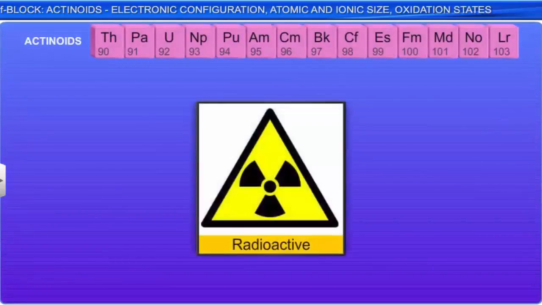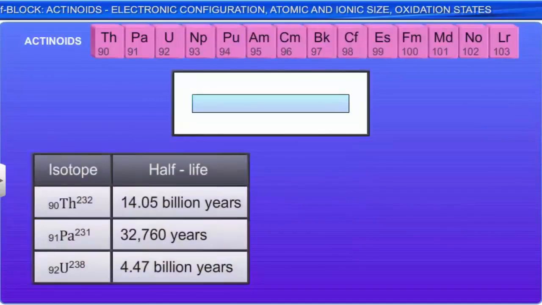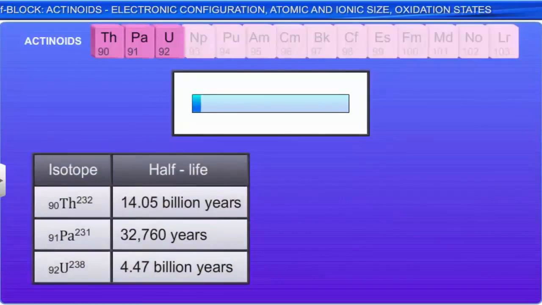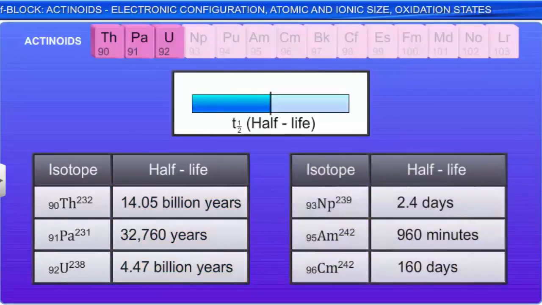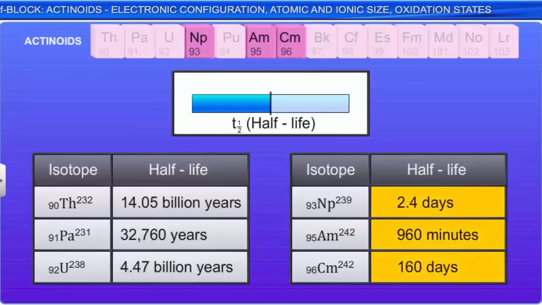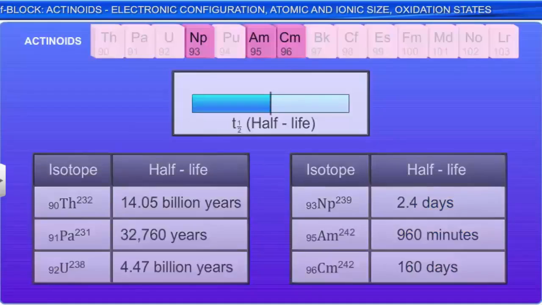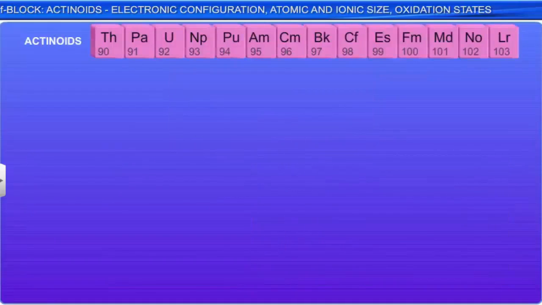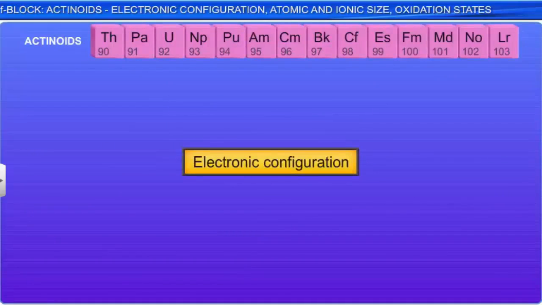The first few members have relatively long half-lives. However, the remaining members have half-lives ranging from a few days to a few minutes. Let's first look at the electronic configuration of these elements. The electronic configuration of actinoids is given in the table here.